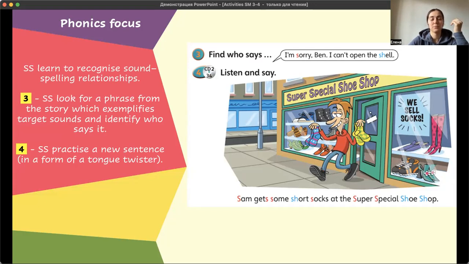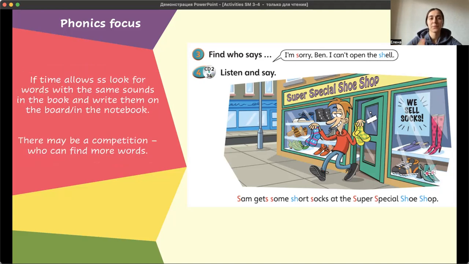And well, if I don't skip it, we usually read the sentence in the form of a tongue twister. So who is faster? So it's like a competition. But again, if we have time, what we can do, we can find the words with these sounds in the book, or maybe they can use the fantasy, yes, and they write them in their notebooks or on the board.